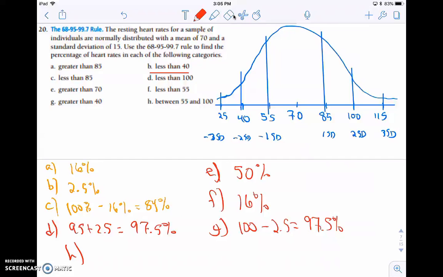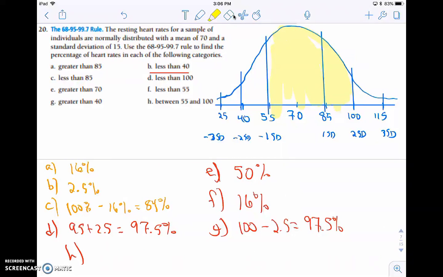And then lastly, the one that is most fun is H. I'm going to do this in a different color here. So H says between 55 and 100. So what we're looking for is this area right here.